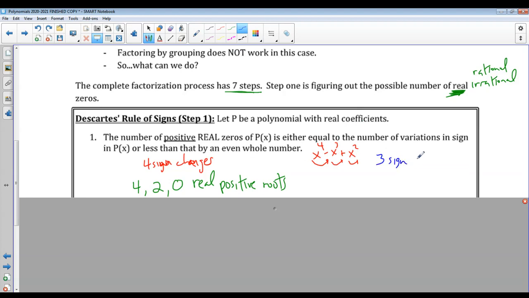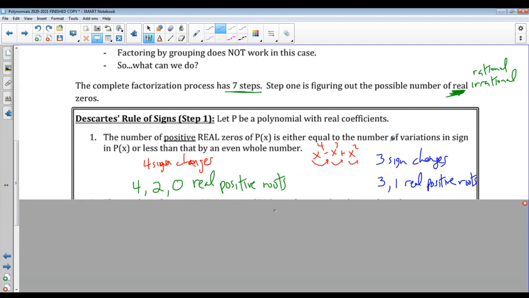Let's say there's 3 sign changes in my polynomial. That means there could be at most 3 or 1 real positive root. So basically it's the number of sign changes and you just take away 2 from each of them. So that's super important. So you can kind of think about this now. We're going to talk about this next class, but why do I have to take away 2 from that? Why does it go from 4 to 2?